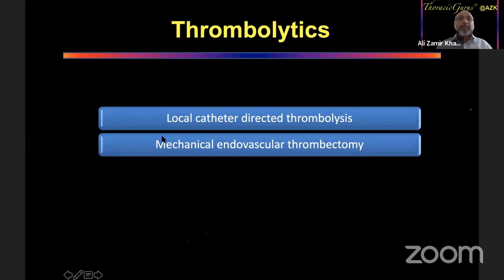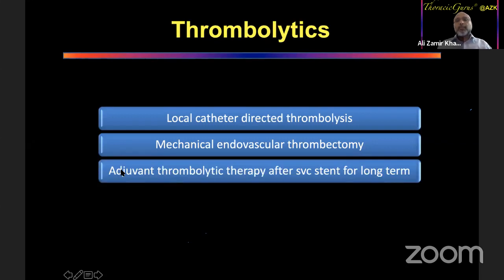You have the option to do mechanical endovascular thrombectomy, which means you go in via the vascular route and use endovascular forceps and endovascular scissors, something like a Desjardins forceps, and you grasp these thrombi and take them out. You can do a mechanical endovascular thrombectomy. But there is need for adjuvant thrombolytic therapy after SVC stents.